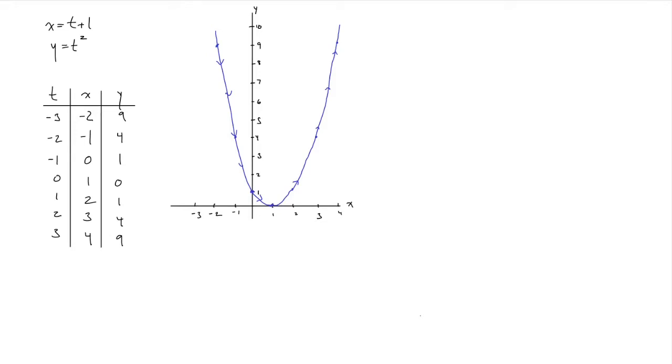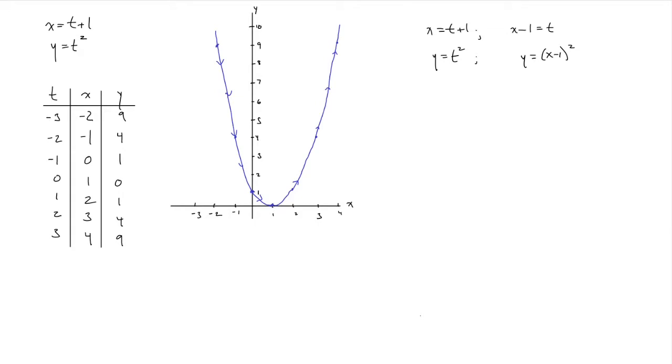Sometimes it's possible to take a set of parametric equations and eliminate the variable t so that we can rewrite it in the more standard form where y is simply a function of the variable x. For example, in this case, we have that x is equal to t plus 1, and so x minus 1 is equal to t. And since y is equal to t squared, that means that y is equal to x minus 1 squared.